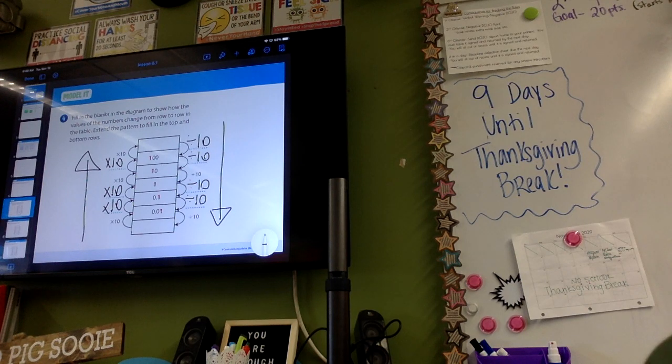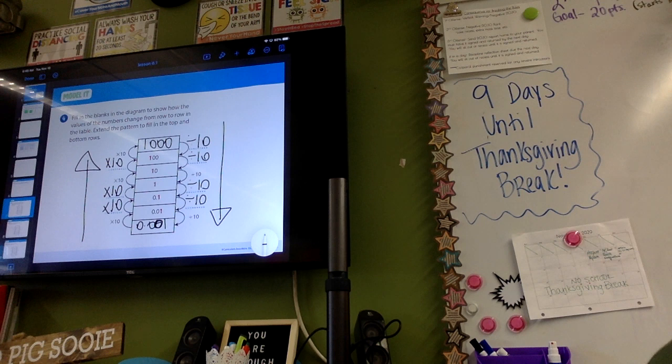Okay, so let's fill in. We've got 2 numbers missing. We have our top number and our bottom number. So let's do our top number first, okay, because it's going up. It would be 1,000 because 100 times 10, add another 0, you get 1,000. The bottom would be 1,000th. That's supposed to be a 0 because you're dividing by 10.